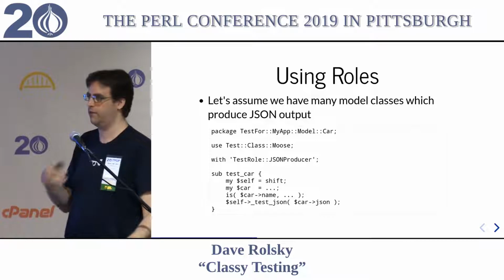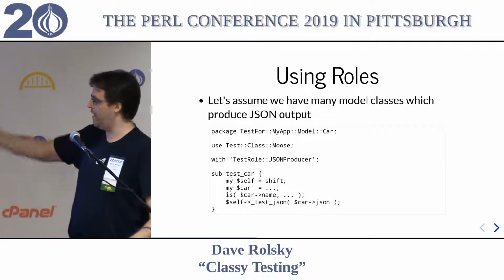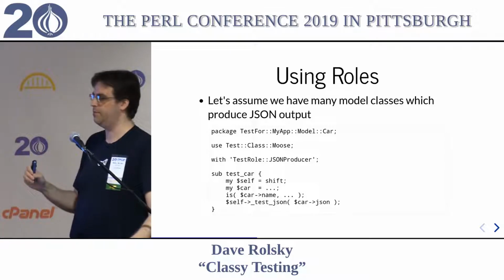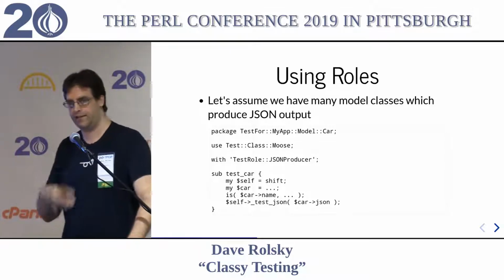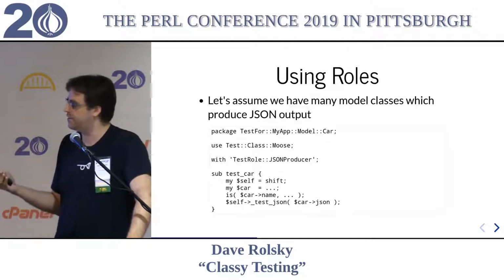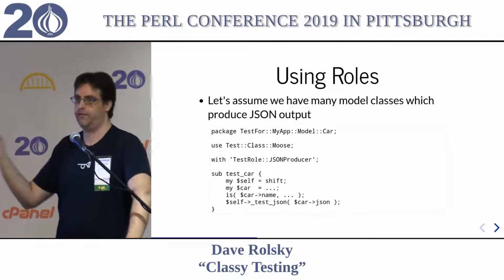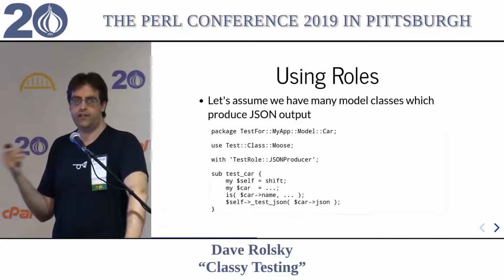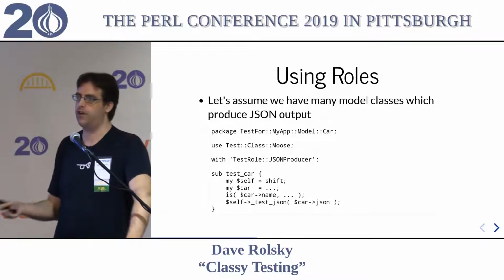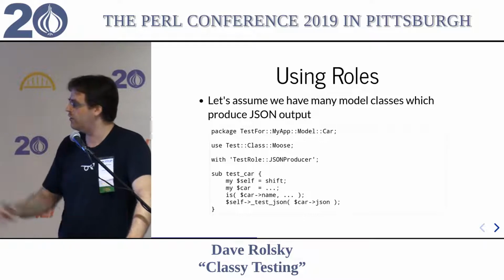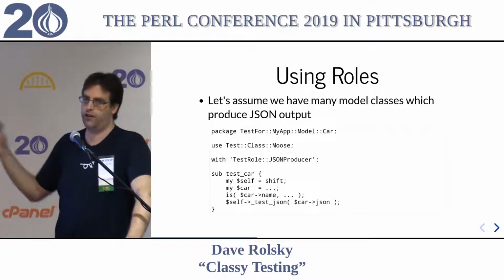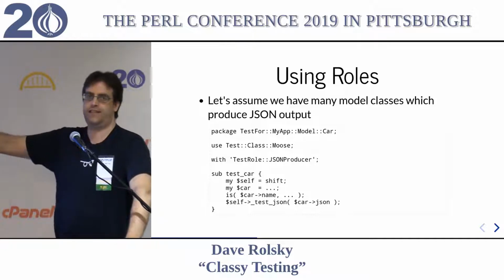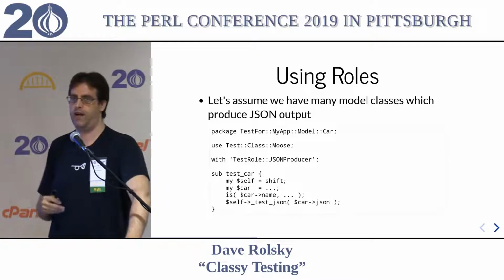You can also use roles in your test classes. Again, this is just like regular Moose stuff. So we're testing our car model. We use test class Moose. Again, that exports the same things that Moose exports, so with and has and so on. And so we have this test role, so maybe we have a whole bunch of models that produce JSON, and we want to share that test logic between them. We can put that in a role, and presumably that role provides our underscore test JSON. And I should note that underscore test is not going to be treated as a test method by test class Moose.